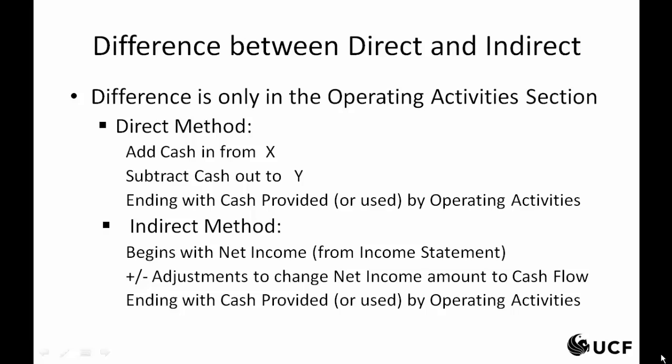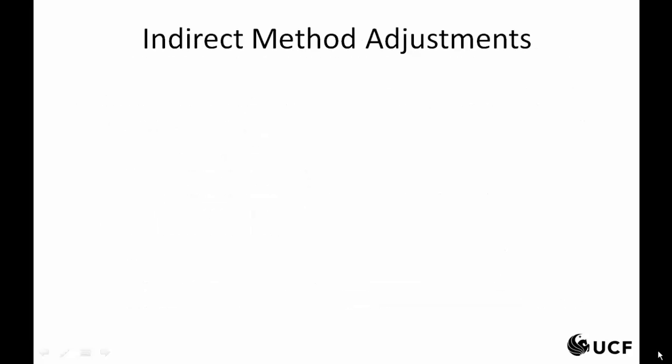Regardless of whether you use the direct method or the indirect method, the ending cash provided from operating activities will always be exactly the same. So now we need to look at how we actually make adjustments to the net income in the indirect method. We will cover this since most people do the indirect method. We take the adjustments and we break them into three different types of adjustments.